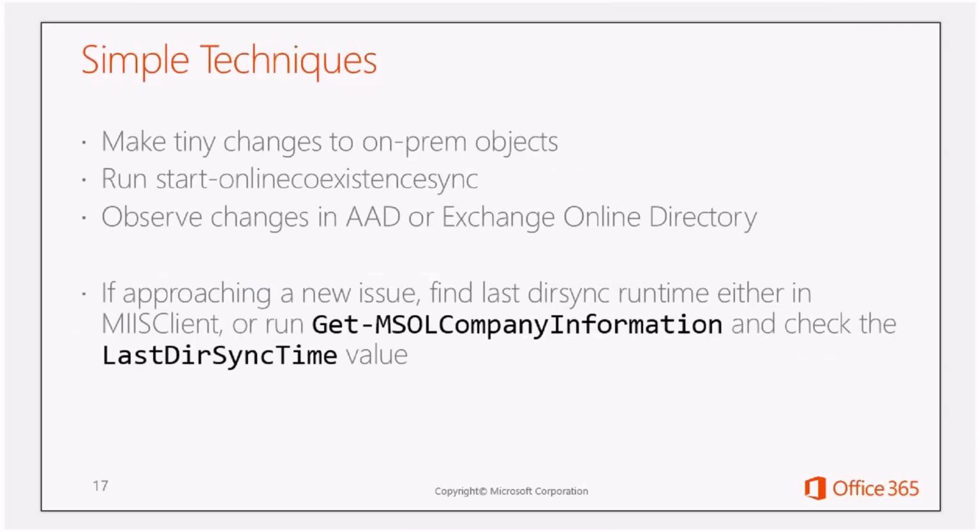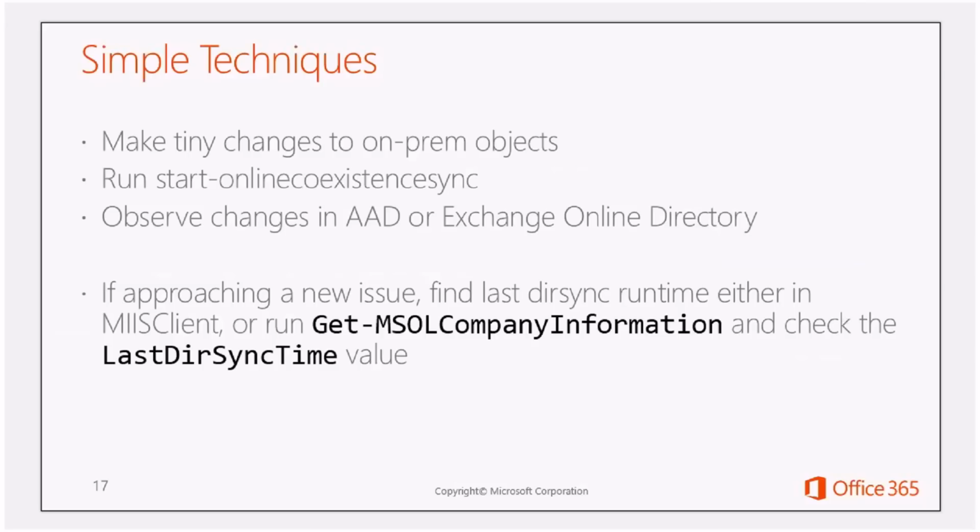Next are some simple techniques. I couldn't figure out a good way to title this troubleshooting tool, because it's not a single tool, just simple techniques. What you do is make some tiny changes to objects on premises, just to make sure that these tiny changes do replicate into the cloud. Instead of waiting 3 hours, you can force a DirSync by running the Start-OnlineCoexistenceSync PowerShell command on the DirSync server. And then make sure that the objects get changed by looking at the Exchange Online directory.